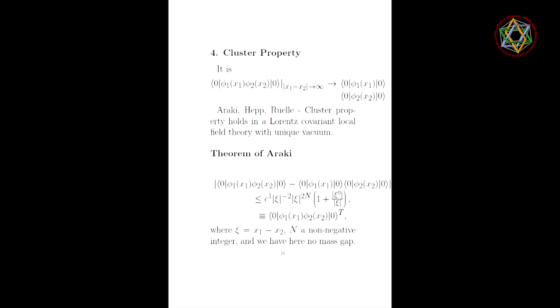And there is a theorem of Araki. I quote this theorem without proof, but if somebody wants, I can try to give a proof of that. The theorem of Araki states that this object minus this object is less than or equal to some constant times psi to the power of minus 2, psi to the power of 2n, 1 plus some ratio, and let me define this object minus this object as some superscript T, and psi is x1 minus x2, n is a non-negative integer, and we are considering the case when there is no mass gap. If there is a mass gap, there is a slight change in the relation.